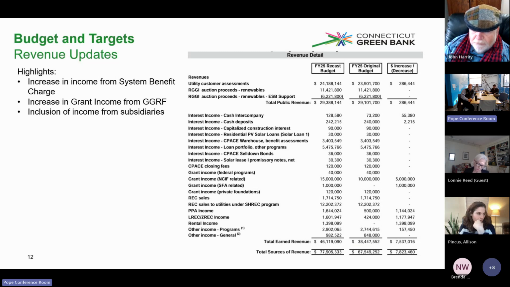The third item to note on here, all the other smaller adjustments, the vast majority of those are related to income in the subsidiaries, which we never included in the budget previously. But now that they are wholly owned entities of Connecticut Green Bank after the buyouts of the lease funds, we now need to include them in this budget. So it's not an increase in spending or an increase in income. This would have come in anyway, but we're just now forced to include it here.